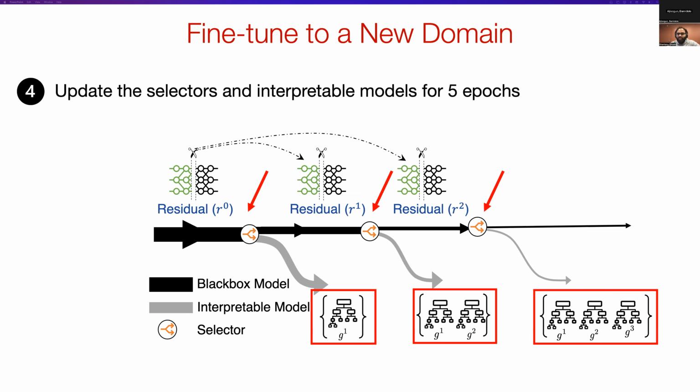And once we have the concepts, we only update the selector and the interpretable models for 5 epochs only on the target domain data. Now, it is important to note that these interpretable models are very shallow one-layer neural networks. So the computation cost to train them, or rather to fine-tune them for 5 epochs, is very small.